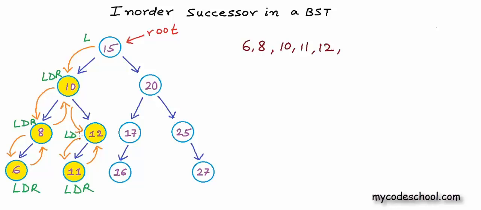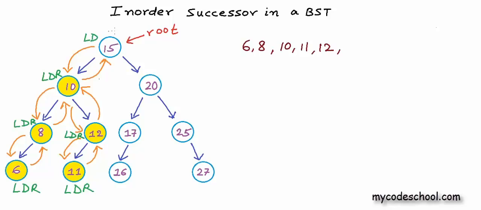There's nothing in right of 12, so call for this guy will finish, and we will go to its parent. Now we are coming back to 10 again, but this time from right. So this guy is already visited, so we need not do anything. We can simply go to its parent, and now we are at this node with value 15.